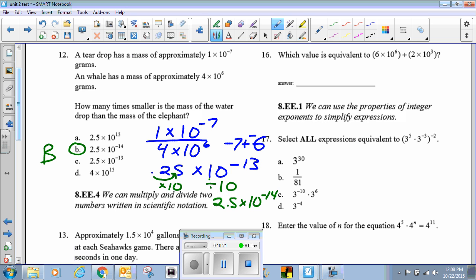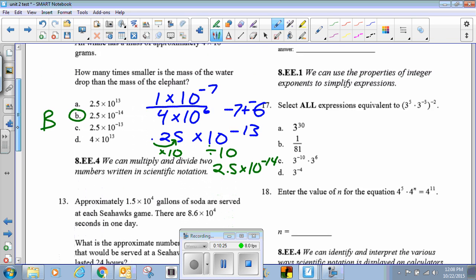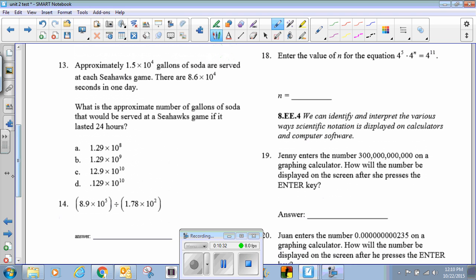Okay, that was 12. 13. Let's do this. So now we have an amount of soda in gallons. We have an amount of seconds, and we want to know how much soda is drunk. If the game lasted 24 hours, that's a huge stretch, but I just had to do that to make this work. So anyway, I'm just going to multiply them together.